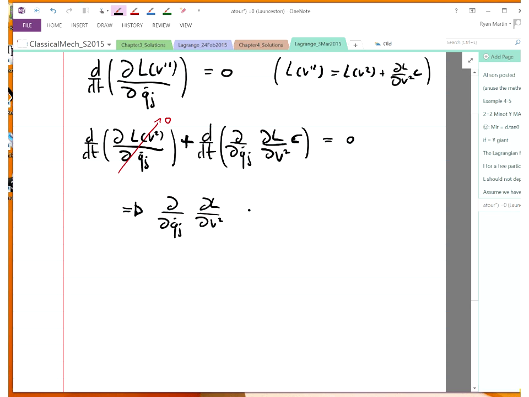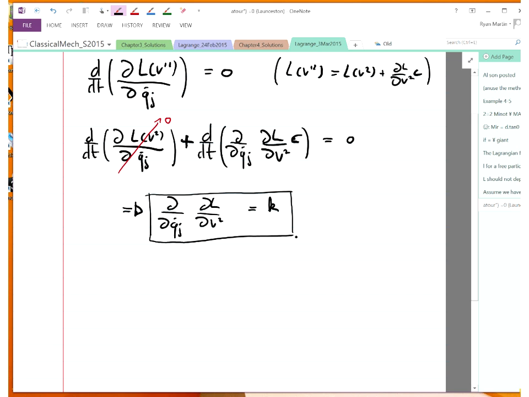So we have ∂/∂q̇j of ∂L/∂v² times C. That's got to equal some constant. Now the C is a constant, so I can just divide everything by C, and so I have K over C on the right hand side, and I'm just going to call that K again. I could have taken the C out in front of the d/dt and just divided it out when I had the 0, and so the C disappears, right?